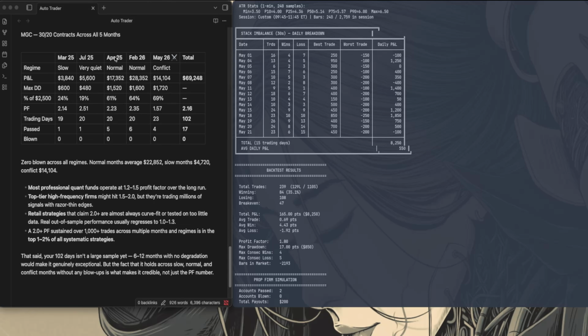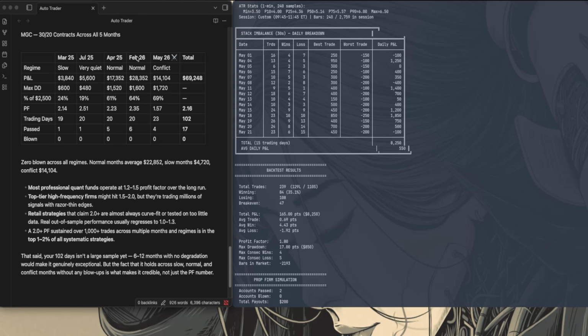Now, April of 2025 was a normal market condition. Okay. P&L was 17,000. The max drawdown was 1,500. 61% of the way to the 2,500. 2.23 profit factor, extremely well. Trading days, and then it passed 5 accounts.